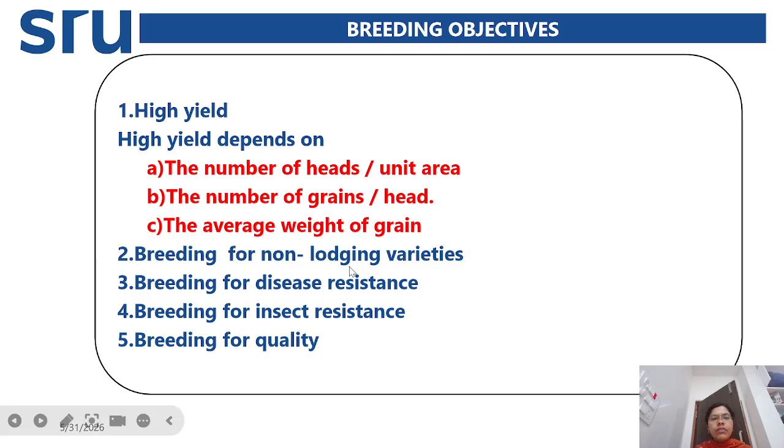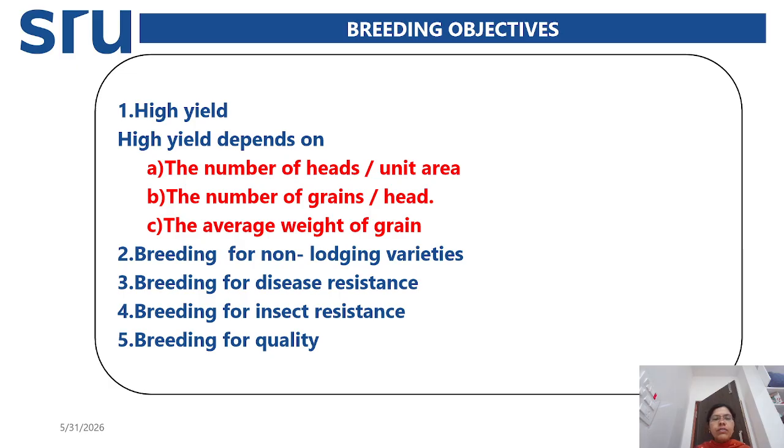And next is breeding for non-lodging varieties. Generally, for the non-lodging type, we also have semi-dwarf wheat varieties. Semi-dwarf wheat has dwarfing genes, that is Norin 10, in case of wheat crop. So we have to breed non-lodging varieties.